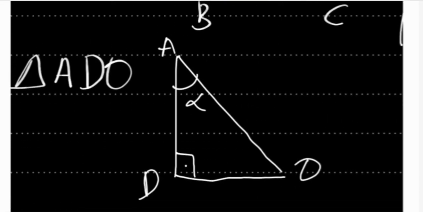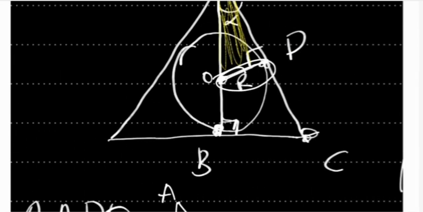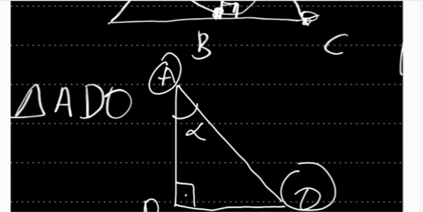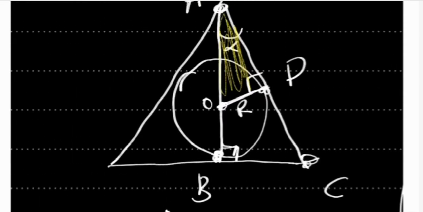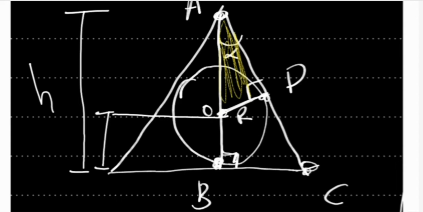And now let's put some values. So the value of DO, what is this value? It is big R, right? Big R from D to O. What about the value from A to O? This value over here, from A to O. How much is this? Well, look, all this is H, right? This part over here, this part over here, this part over here, what is it?